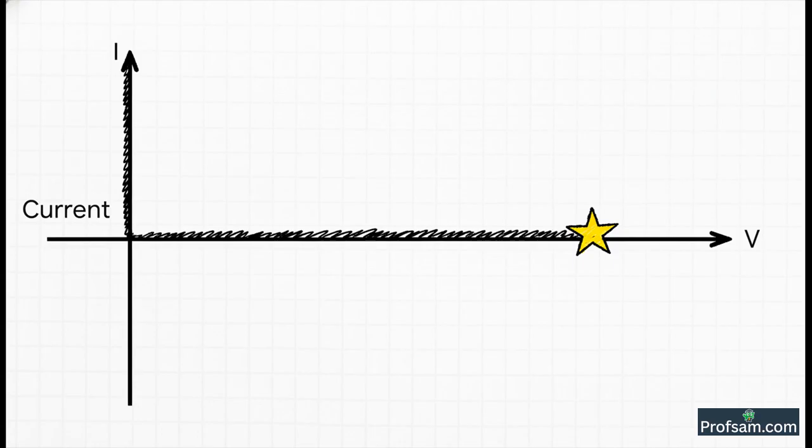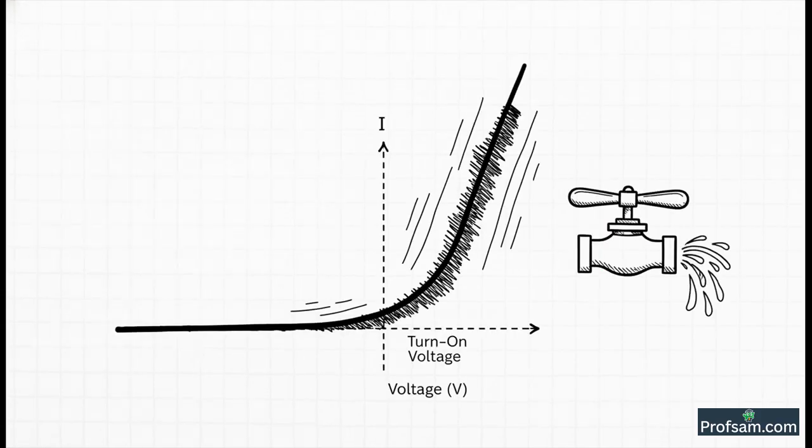When we apply a small positive voltage, you can see that nothing much happens at first. The diode is, well, it's waiting. It's waiting for a special turn-on voltage. For the most common type of diode, made of silicon, this magic number is about 0.7 volts. But the moment we cross that 0.7 volt threshold, everything changes.